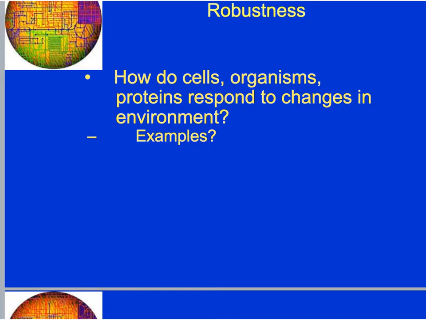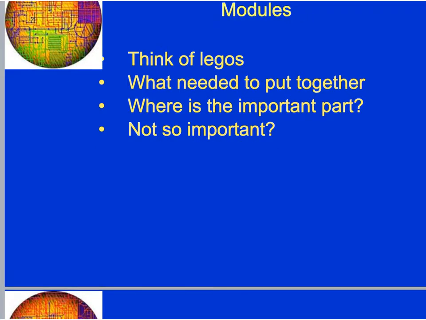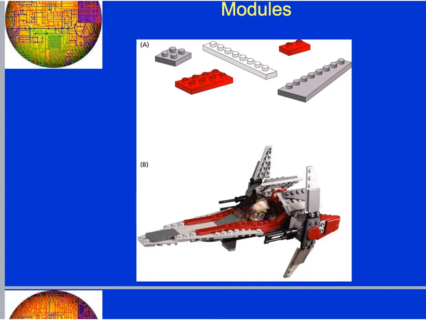But there needs to be a change in the environment for those to occur. You can think about Legos, what's needed to put them together, what's the important part, and what's not so important. If you think about the modules here, what's important is that you've got these buttons in order for the interconnectedness to occur. What's not so important is maybe the color of these. A lot of times you have to look closely at the components as to what part of the component is important and what part is not.